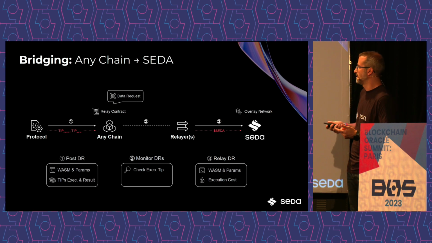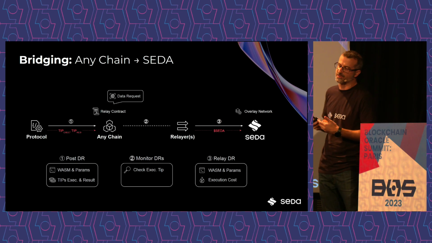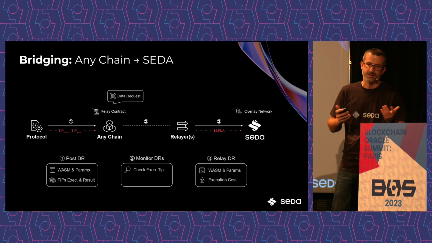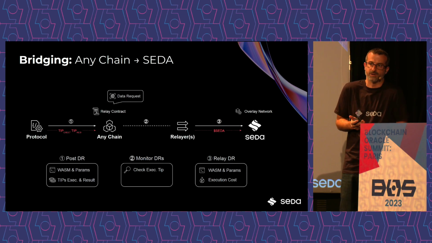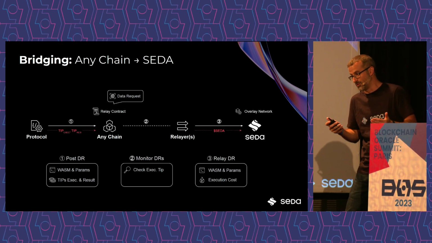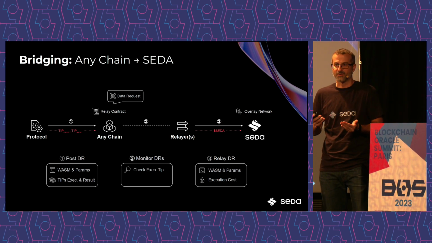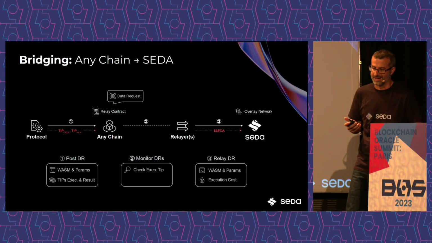I didn't mention it, but obviously data requests, wasm binaries and parameters are protected by some unique identifier that is computed with a hash function. So if the relayer tampers with the data request, most probably, no, for sure, he will end up paying for a data request that nobody is going to use, and it will never get a reward.